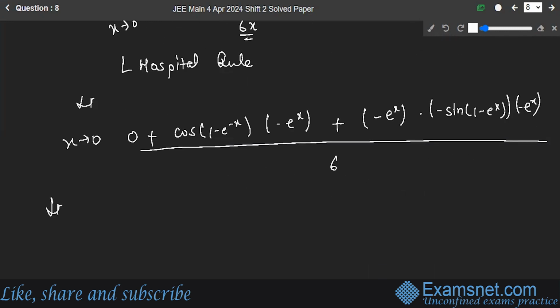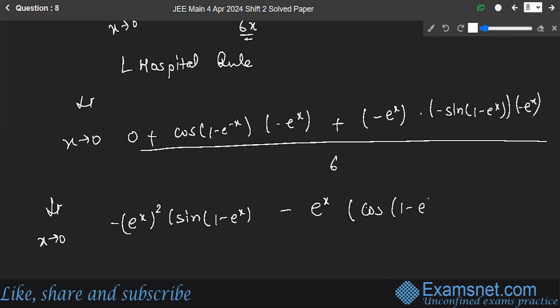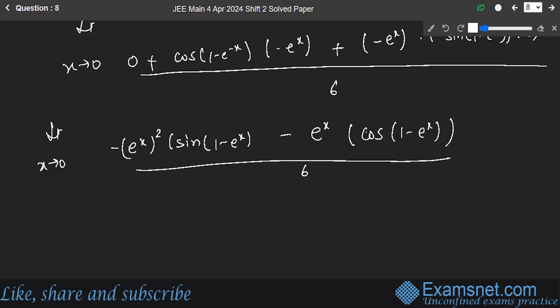Now let's simplify it. You have limit x approaching 0. This will be given by (e^x)² minus sine(1 - e^x) minus e^x into cos(1 - e^x), whole thing divided by 6, right? Now let's put x approaching 0.